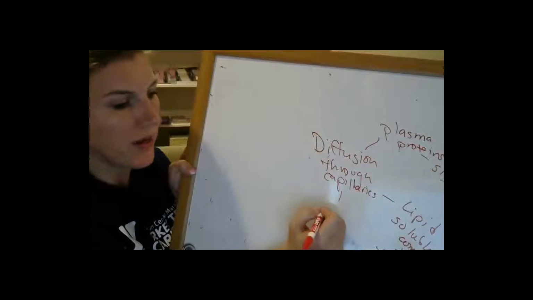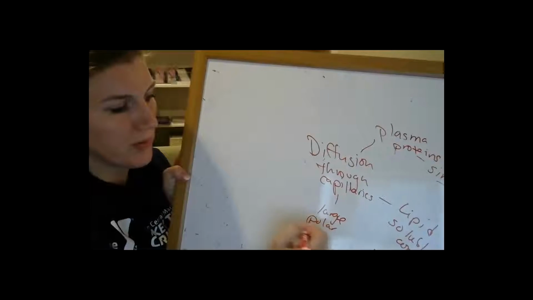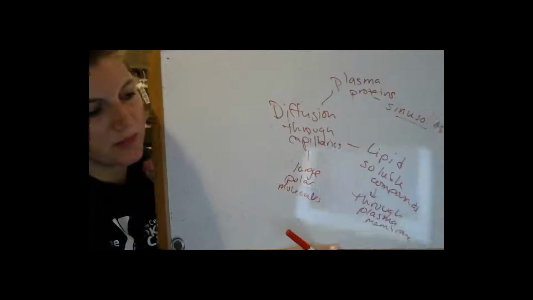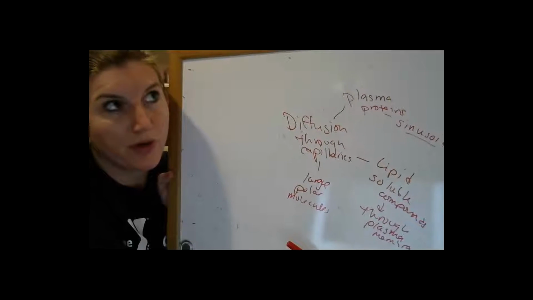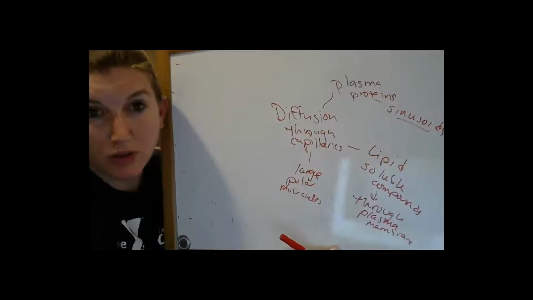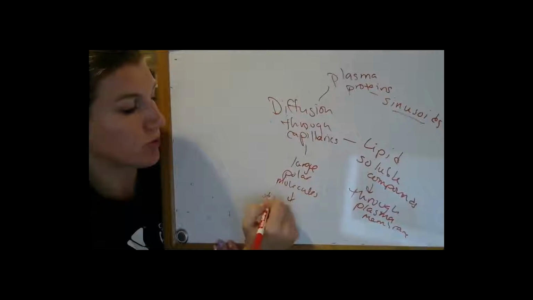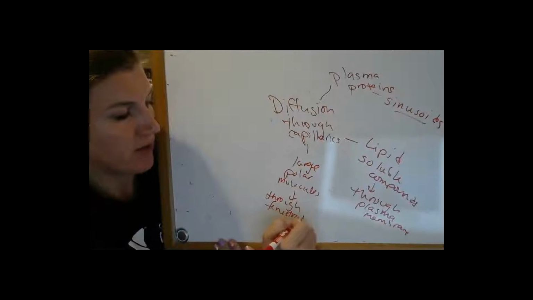I don't know. So we have large polar molecules. Large polar molecules, such as, not proteins here, but this would be something like glucose or amino acids. Polar amino acids would be an example of large polar molecules. These can only go through fenestrations.